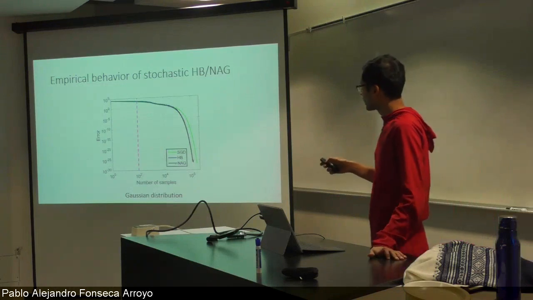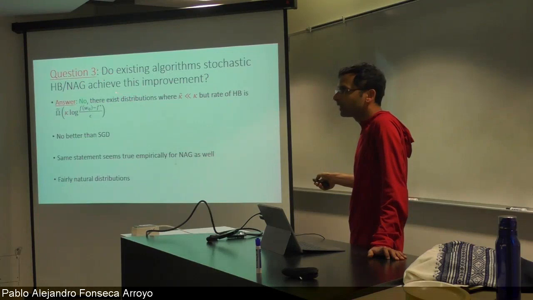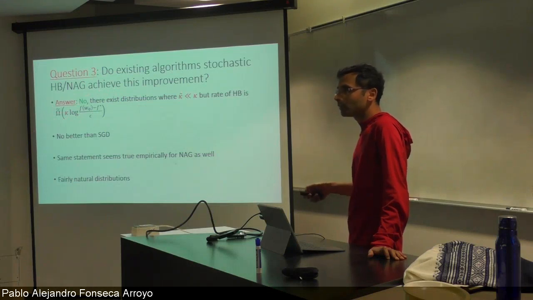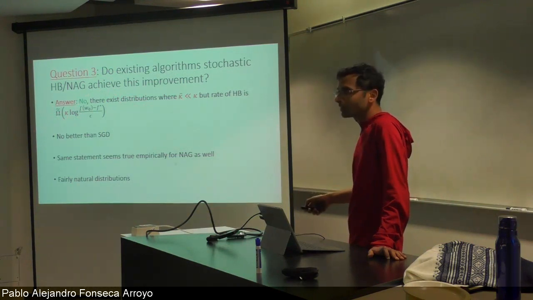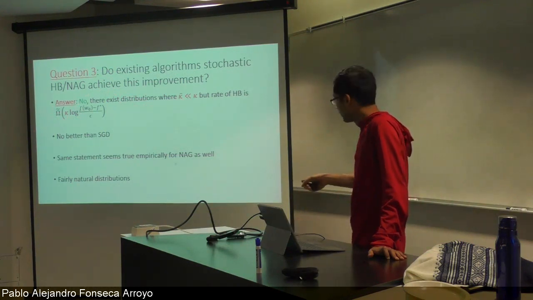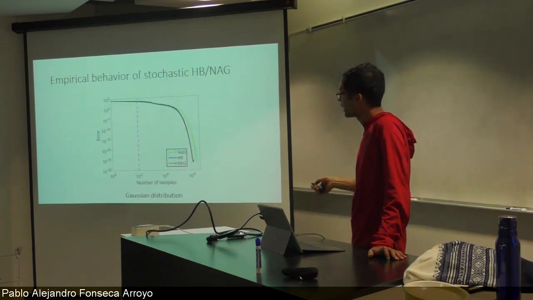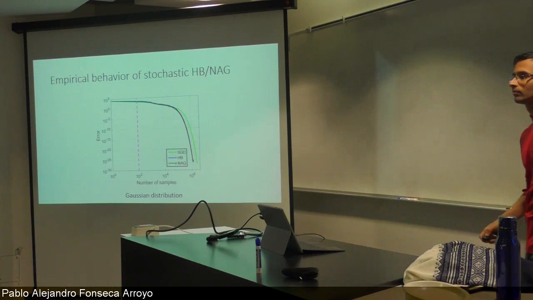So let me put this in context. I'm not saying that they never get acceleration. That's not the point that I'm trying to make. I'm saying that as a general principle, they don't get it. Maybe there are very special problems where they do get it, but in terms of a worst case, there exist cases where you don't get it. And I'm saying they're not some pathological cases that I cooked up, but rather fairly natural distributions like Gaussian distributions where it does not. That's what I'm saying. Okay.